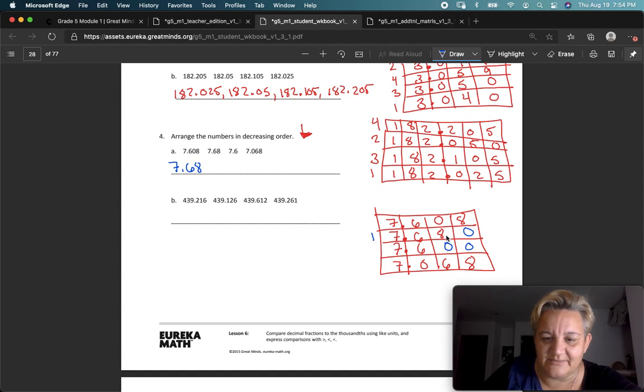So 7 and 68 hundredths is the first number. Then what's the second number? Now 6 is bigger than 0, but remember this first number was 0, so it's between these two. Okay, well they're both 0, so now I'm going to go to the next one. 8 is bigger than 0, so 7 and 608 thousandths. Then the next one is pretty easy, 7 and 6 tenths. And then finally 7 and 68 thousandths.